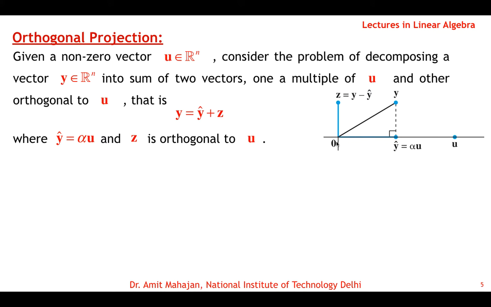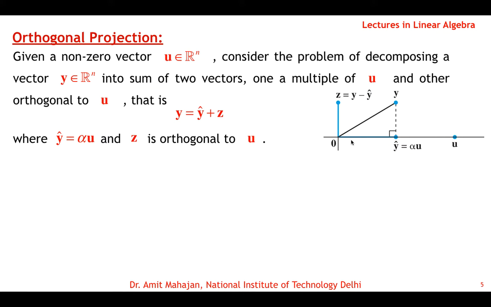So that means the other in this direction. Okay, so we are trying to decompose this y in the direction of u and one perpendicular to u. So that means this y can be decomposed as y cap plus z, where y cap is in the direction of u, so y cap is a scalar multiple of u, and z is perpendicular to u vector.